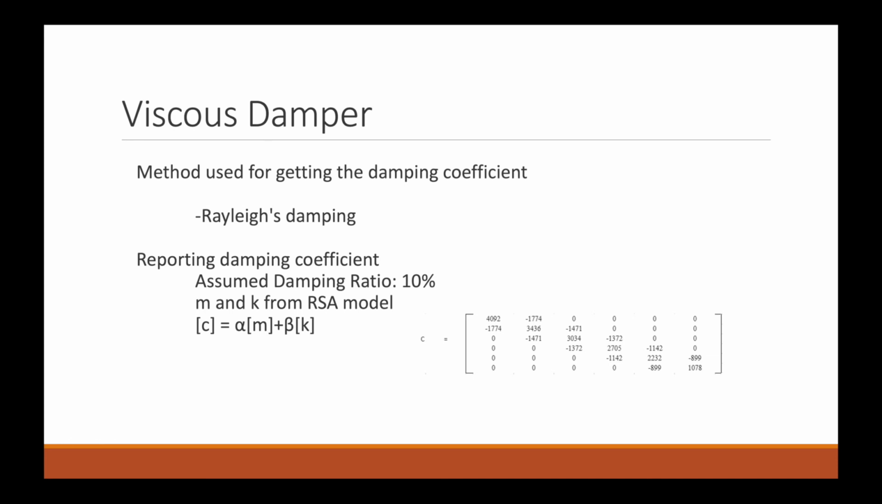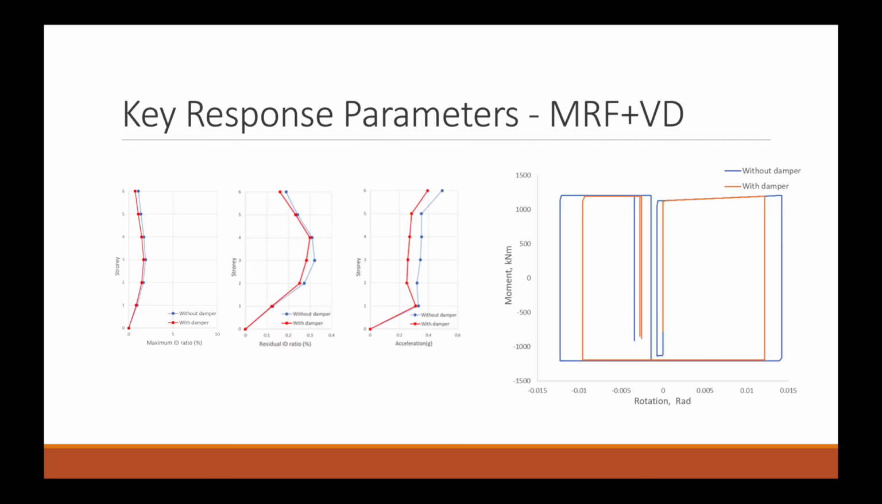Then we took all the diagonal element values and divided by 2, and then divided by cosine theta. There are 2 dampers in each story, and these dampers are placed at an inclined angle. That is the value we input into ETABS under the damping coefficient. After setting up the viscous damper and running the analysis, here we have the comparison of the results.